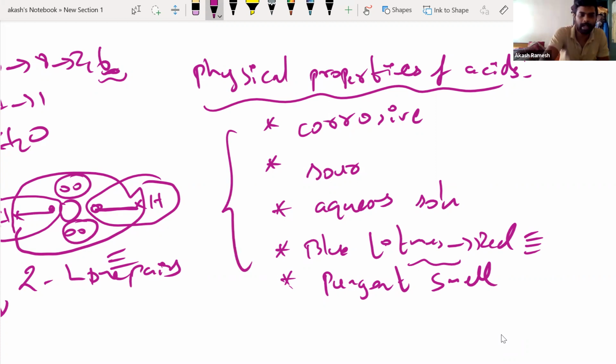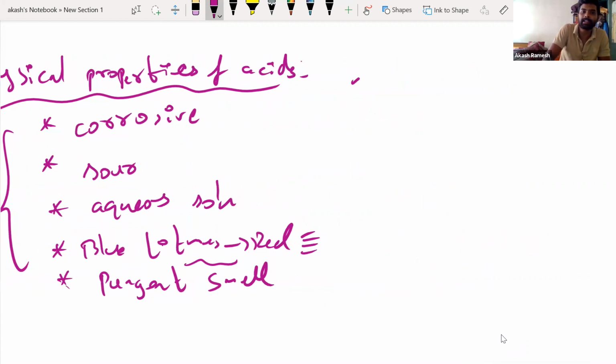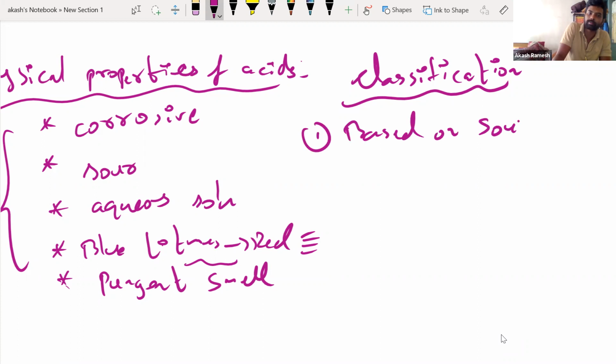Now this is not that important. The next thing you're going to see is about the classification. What are the different types of acids we can have? There are different ways in which I'll be able to classify. The first one is based on source.